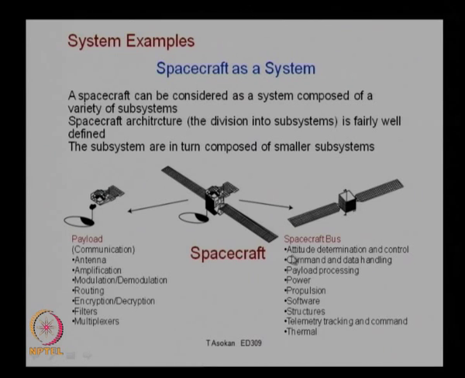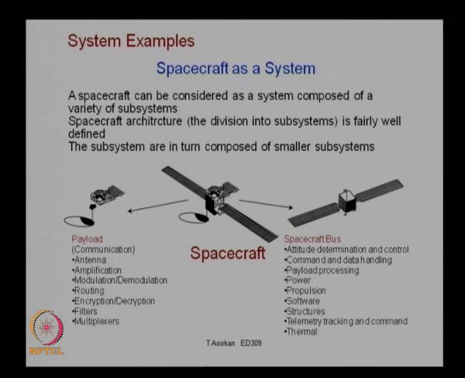Similarly, we have the spacecraft bus, where the attitude determination and control is there, command and data handling is there, payload processing is there, then power, propulsion, software, structures, telemetry, thermal systems. So these all become part of the main system. If you take the spacecraft as a system, then you can find these as the subsystems of the spacecraft.